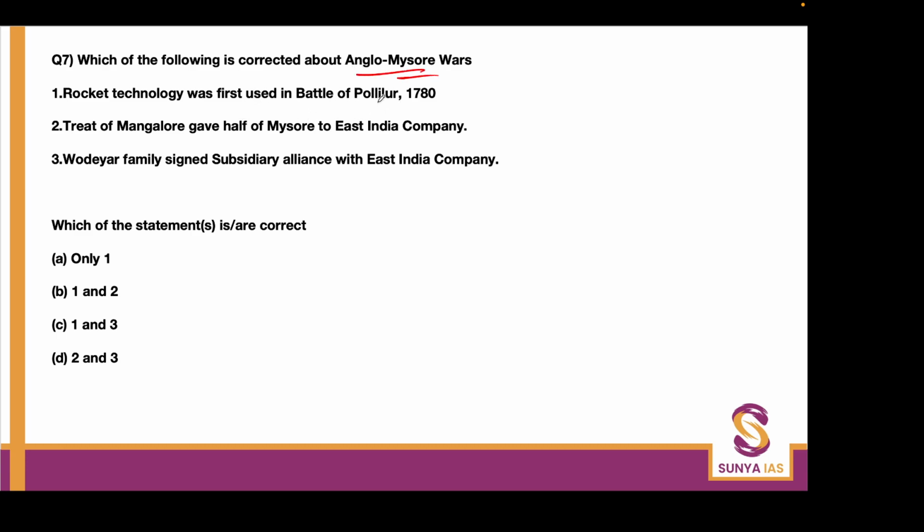Which of the following is correct about the Anglo-Mysore War? Rocket technology was first used in the Battle of Pollilur in 1780. This statement is totally right. This battle was won by Hyder Ali, although the final war, the Second Anglo-Mysore War, ended in a stalemate through the Treaty of Mangalore. In the Battle of Pollilur was the first time rocket technology was used, and it is said that the British got inspired by this and only later developed their own rocket technology, based on which we have the modern form of rocket technology even in the 21st century.